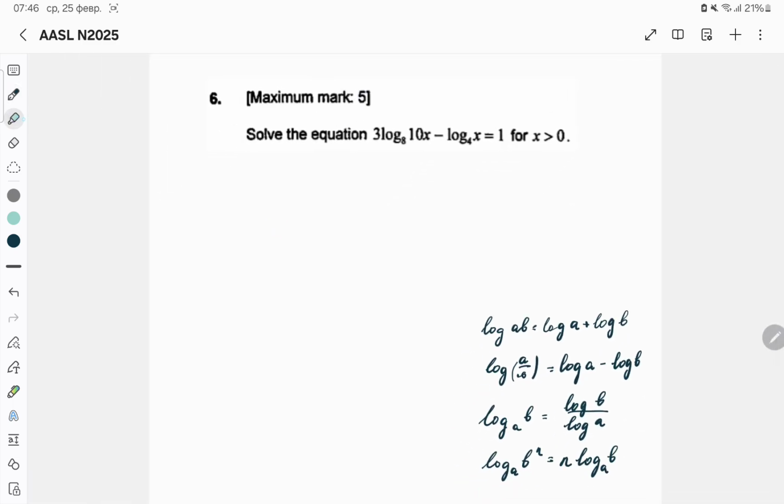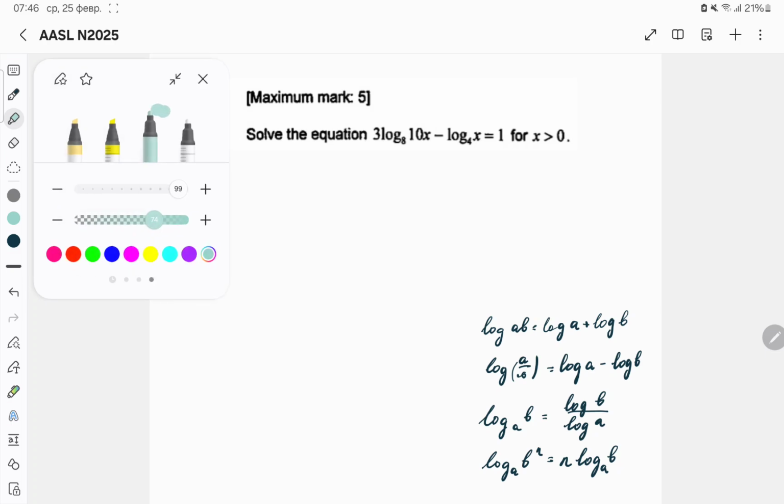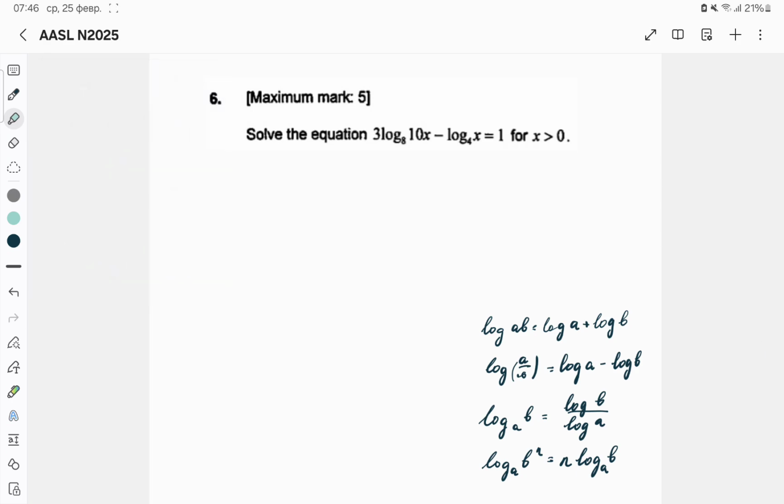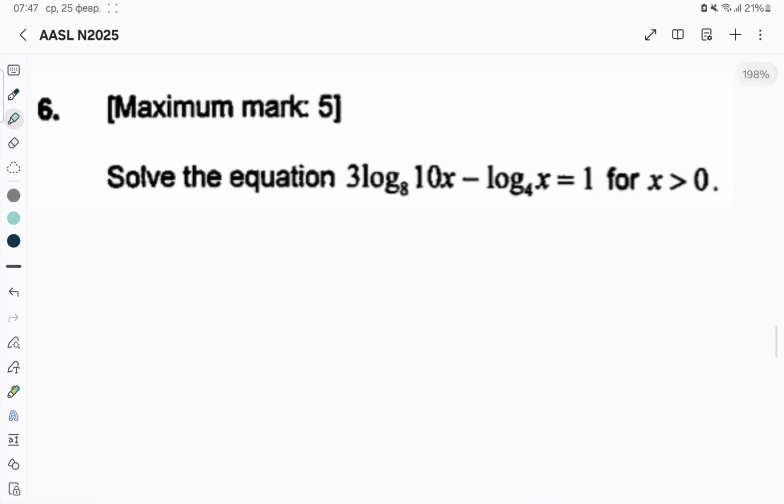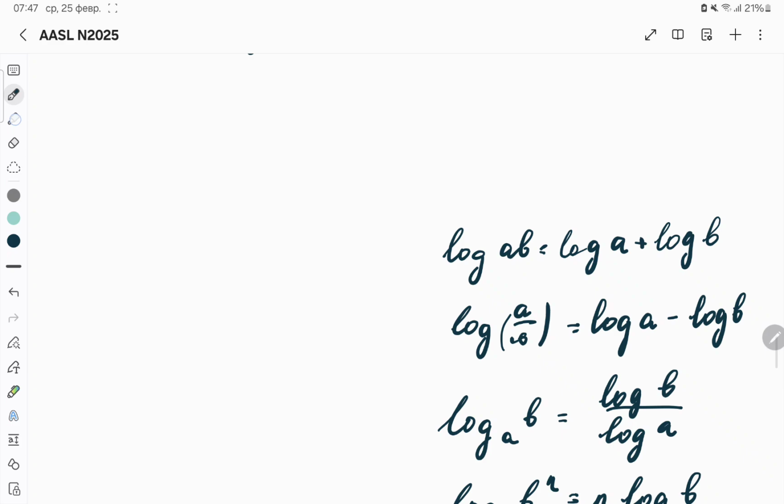So first of all, you have to pay attention that there are different bases represented. To solve this equation, we have to have the same base. That is why let's use the change of base formula and make all the logarithms the same base. It's easier to make logarithm base 8 into base 4 using the change of base formula. So how it looks: 3 logarithm 10x divided by logarithm 8. So this is how the change of base formula is used here.